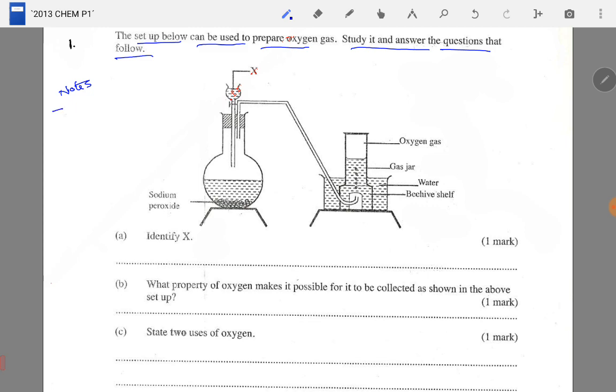When dealing with questions that require you to answer questions on laboratory preparation of gases, remember the whole curriculum since Form 1 to Form 4, the secondary curriculum for chemistry, you cover several gases, about 19 if I'm not wrong. So these are the key points. Generation of the gas. How is the gas generated?